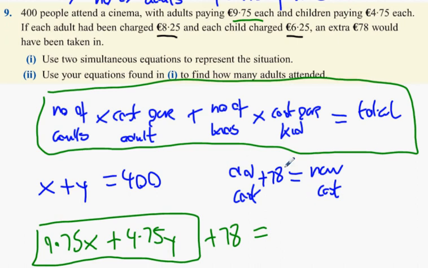How do I write an equation for my new cost? How much am I charging for an adult? 8.25, but we need to multiply that by x, because that's how much adults multiplied by €8.25 gives us all the money we get for the adults. How much money for the children?